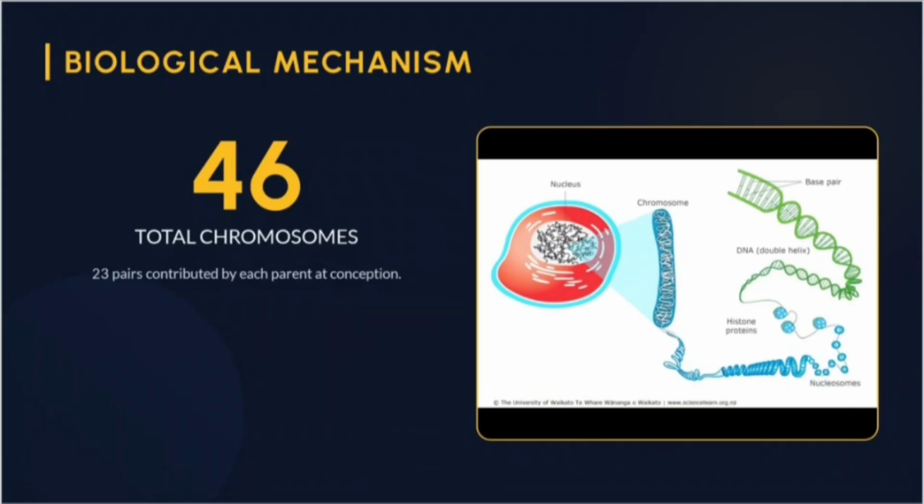Now, how does this transfer happen? Look at the diagram. Biologically, everything is packed into chromosomes. A child receives a total of 46 chromosomes, exactly 23 from the mother and 23 from the father at conception. Inside these chromosomes is our DNA. This genetic mix decides everything from the child's sex to physical boundaries.